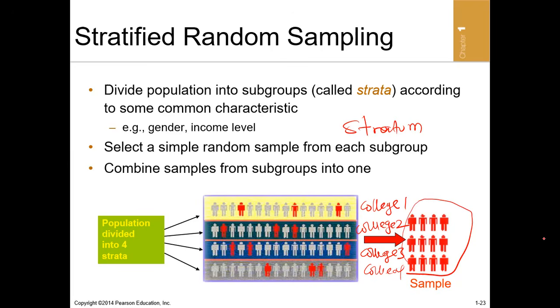So we use stratified random sampling when we have special groups of interest. So we have to, first of all, group the entire population into the special groups of interest, and we use the simple random to choose from each subgroup.